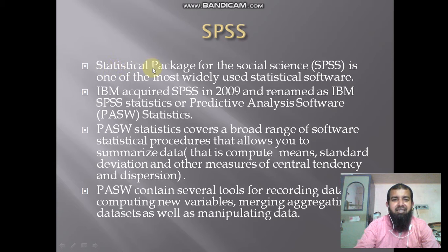SPSS full form is Statistical Package for the Social Science. It is one of the most widely used statistical software. IBM acquired SPSS in 2009 and renamed it IBM SPSS Statistics. Okay, IBM acquired SPSS in 2009 and changed the name from SPSS to IBM SPSS.